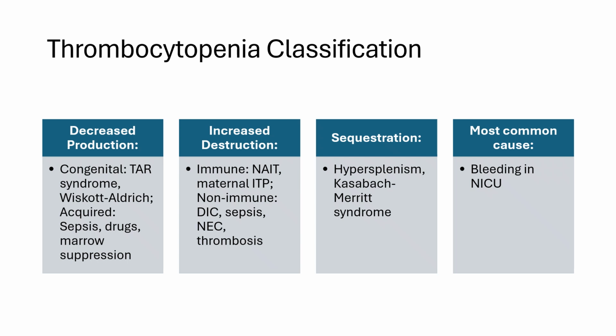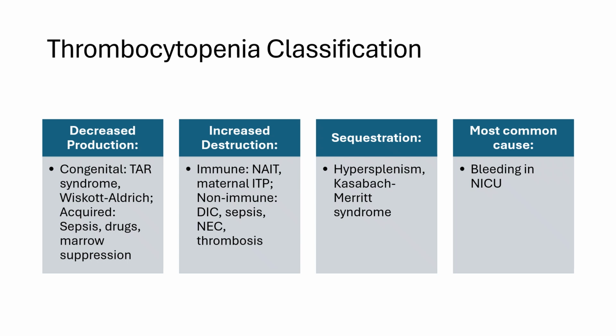Congenital causes include thrombocytopenia absent radii syndrome, where megakaryocytes are present but defective, and Wiskott-Aldrich syndrome, an X-linked immunodeficiency with small, dysfunctional platelets. Acquired causes involve bone marrow suppression from sepsis, which impairs megakaryocyte maturation, or drugs that interfere with platelet production pathways. Increased destruction represents the most common mechanism in critically ill neonates.